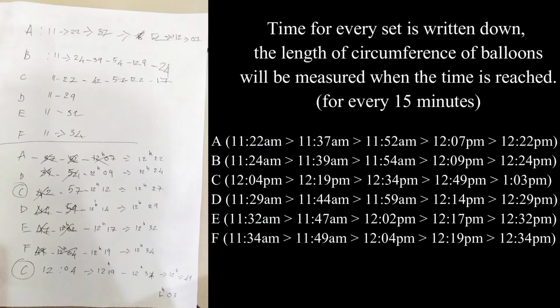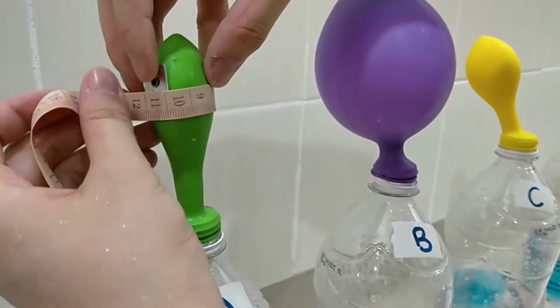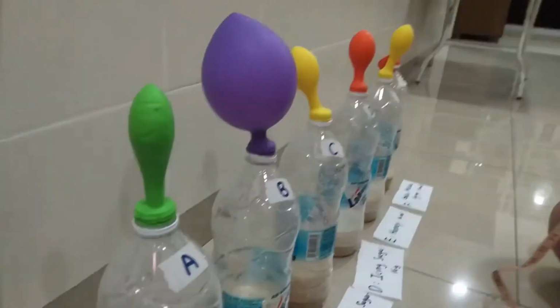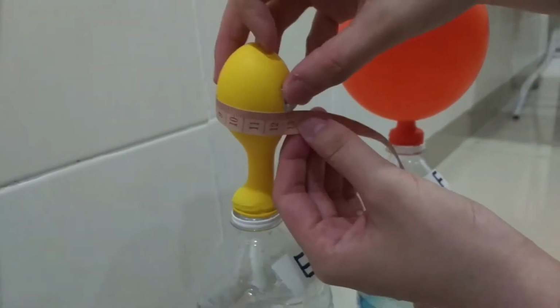The time for every set is written down and the length of circumference of the balloon will be measured every 15 minutes. The result of the length of circumference of the balloon is recorded. And this is how I measure the length of the circumference of the balloon and record it.